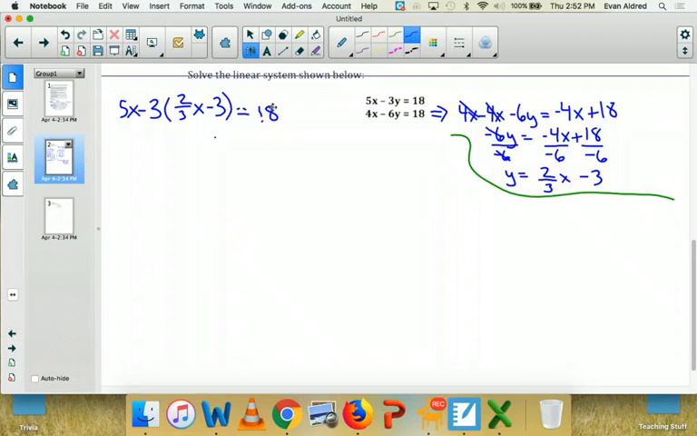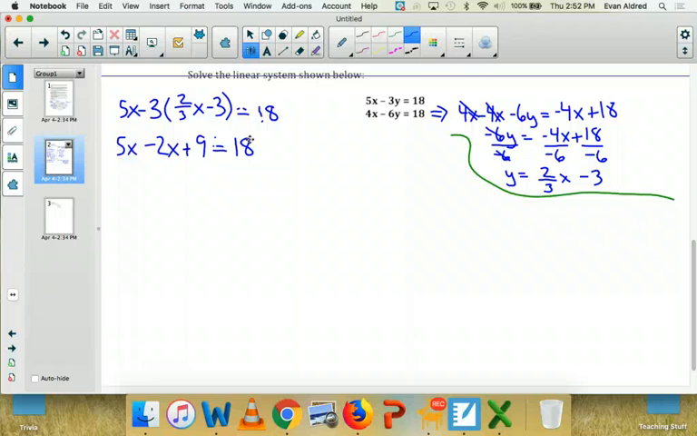So now we're going to use the distributive property as we did before. So we're going to have 5x. Now we end up with minus 3 multiplied by 2/3 x. Well, that's going to give us minus 6/3, which is minus 2x. The negative 3 multiplied by negative 3 is positive 9. And all that's equal to 18. So in that step, I just used the distributive property and distributed my negative 3 amongst both things in the brackets.